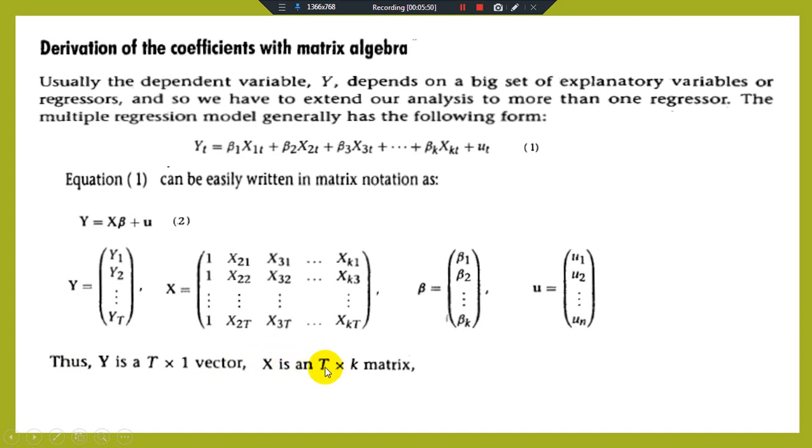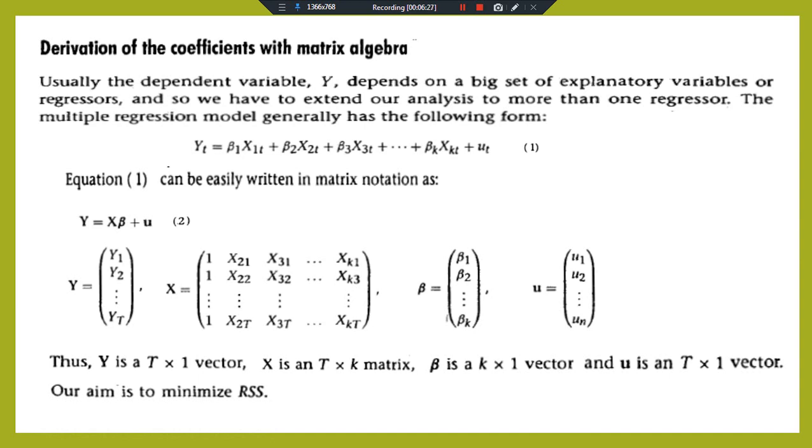X is T cross k, where T is the number of observations and k is the number of explanatory variables. Beta is k cross 1, so beta depends upon the number of explanatory variables. And u is T cross 1, the number of observations by one column.